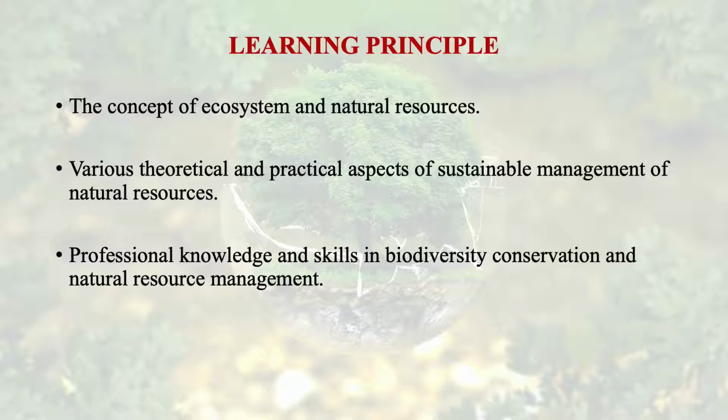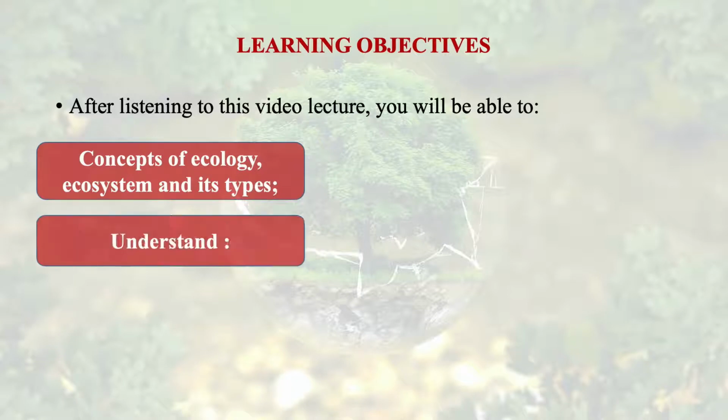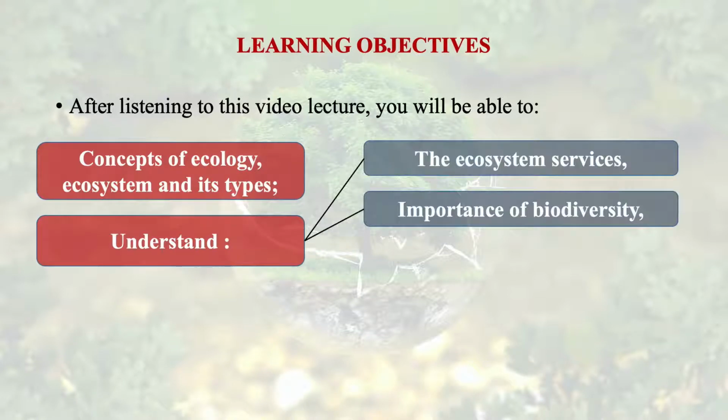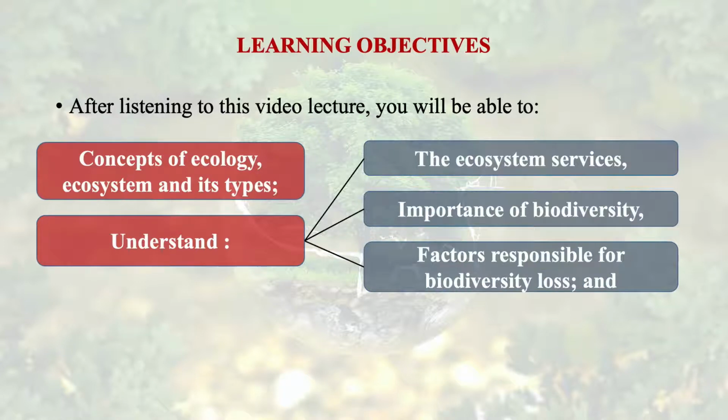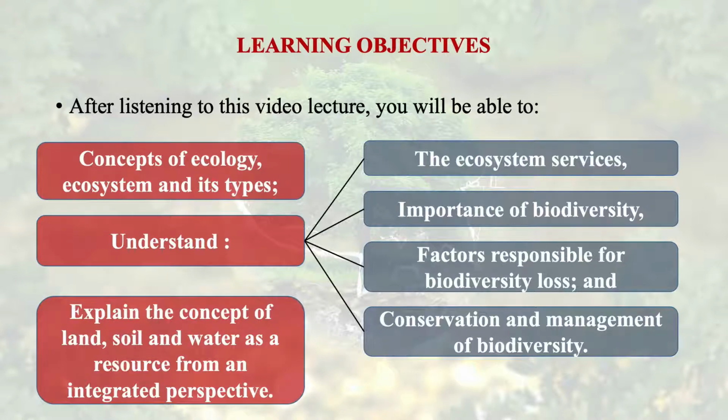You will be able to define the concept of ecology, ecosystem and its types. You are interdisciplinary learners, and you may be from different basic academic backgrounds, but as an interdisciplinary learner, you will be able to define in very simple language the concept of ecology, ecosystem, and its types. You will then understand the ecosystem services, importance of biodiversity, factors responsible for biodiversity loss, and the conservation and management of biodiversity. Explain the concept of land, soil, and water as a resource from an integrated perspective.